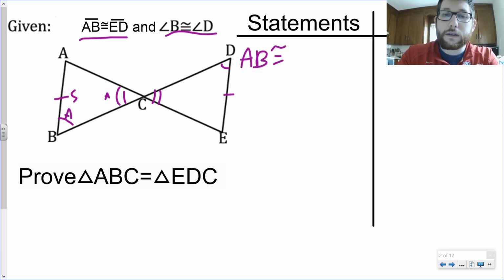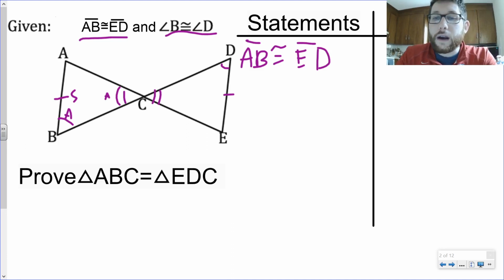AB is congruent to ED. I want to include these little lines on the top. All right, so AB is congruent to ED. How do I know that's true? I know it's true because it's given to me. So I'm just going to put given here. AB is congruent to ED because it is given.